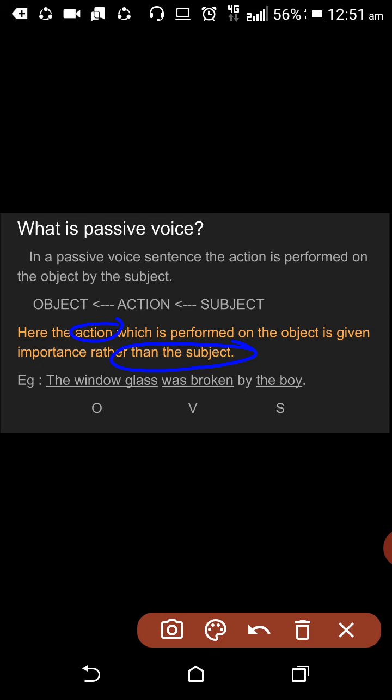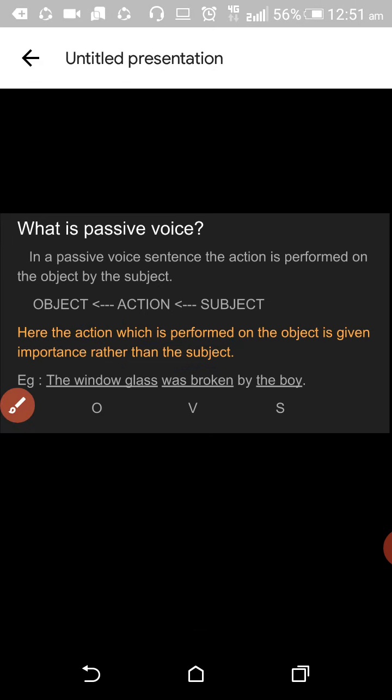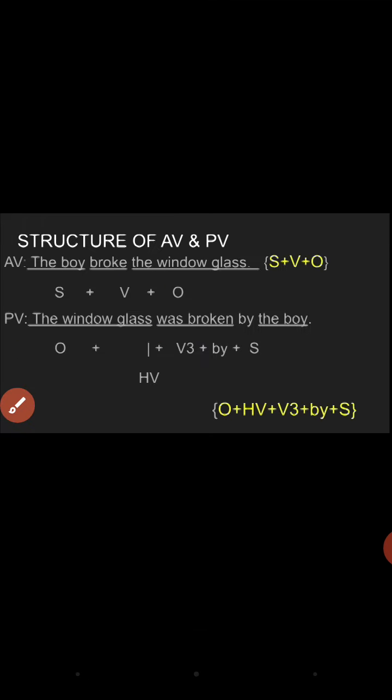I hope everybody understood this. What is active voice and what is passive voice? This is very important. Then only we can move to the rules. If you know this, if you are very clear with this, we can move to the next thing.